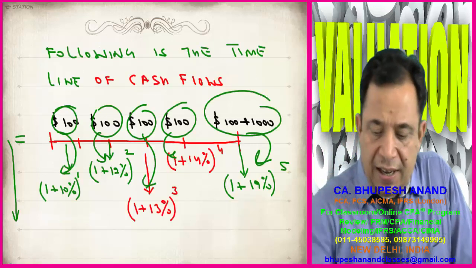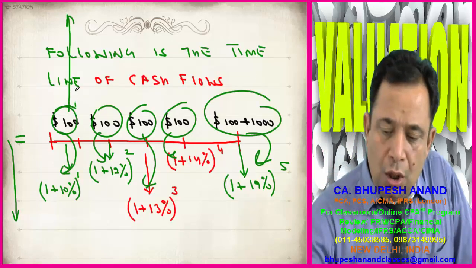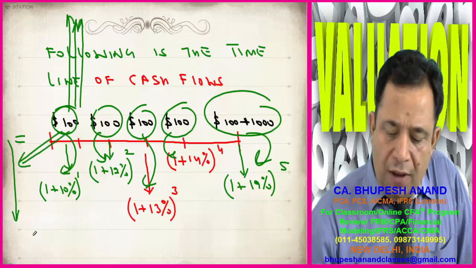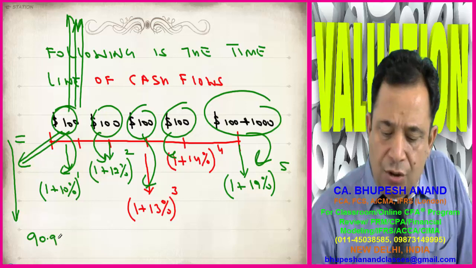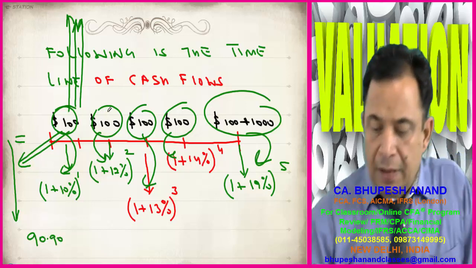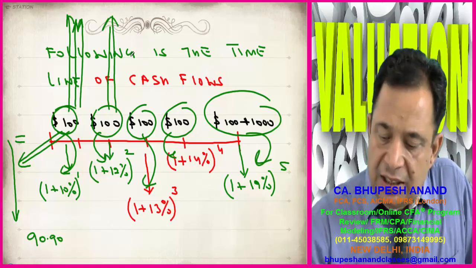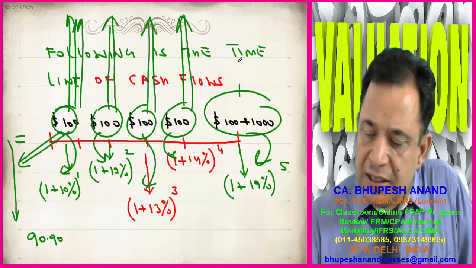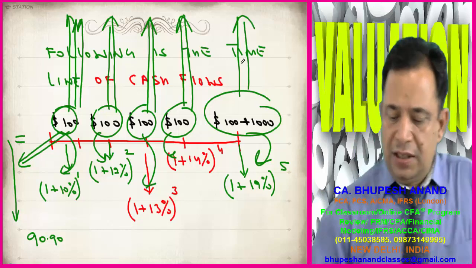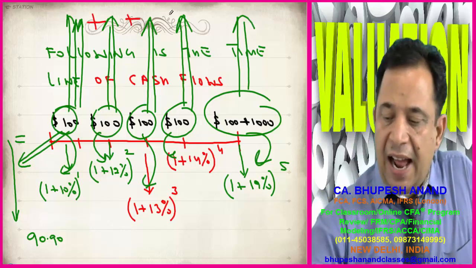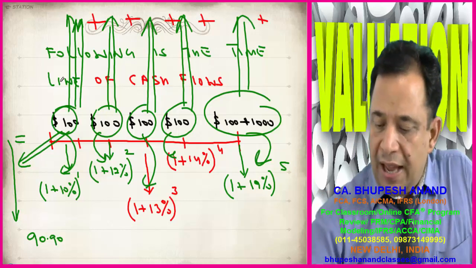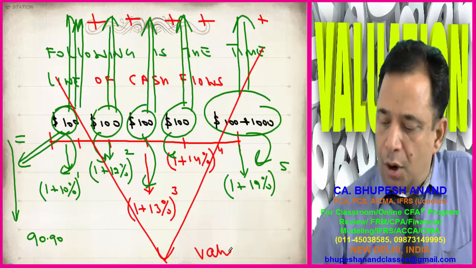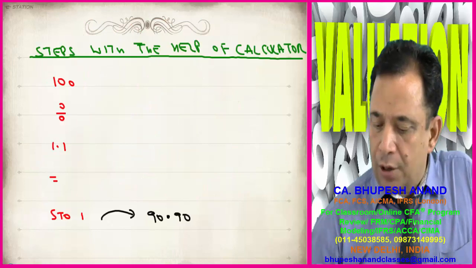This 100 which you will be getting has a present value of 90.90. Now I will be calculating the present value of this, then of this, then of this, and then of this, and at last I will add all these present values, and the total will be named as the value of a bond. So let us see how with the help of a calculator we can solve it.